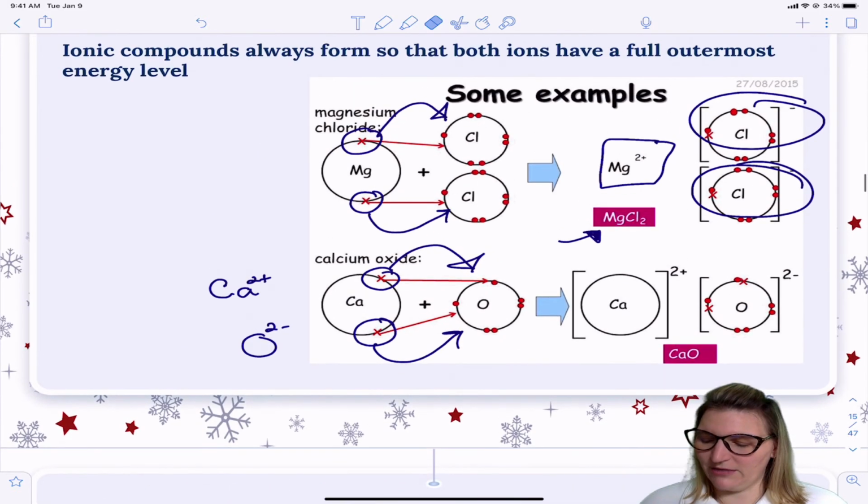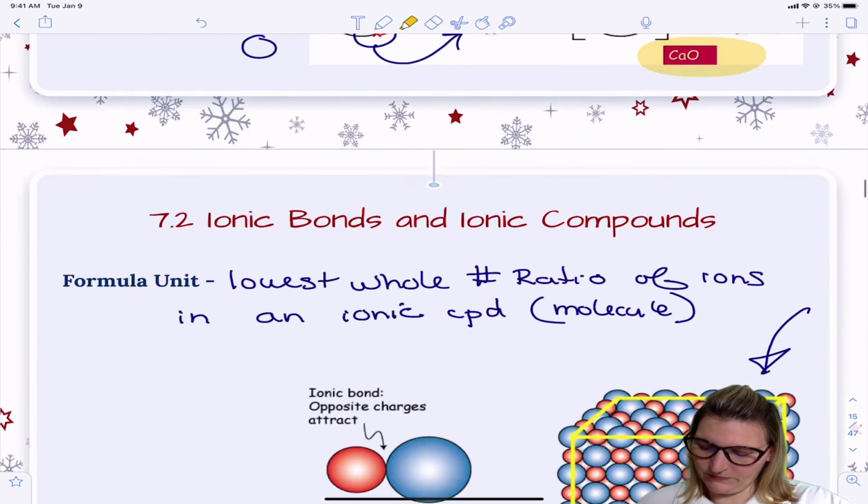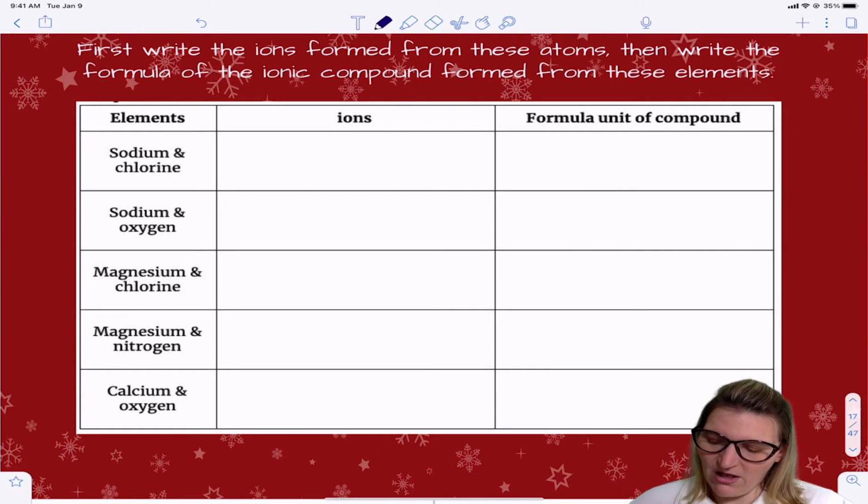We would go back and say the formula unit for the compound formed between magnesium and chlorine is MgCl2. The formula unit for the compound calcium oxide is CaO. So what we're going to do now is one of the most important things that we will do all year, and that's writing the formula units for these particular ionic compounds.